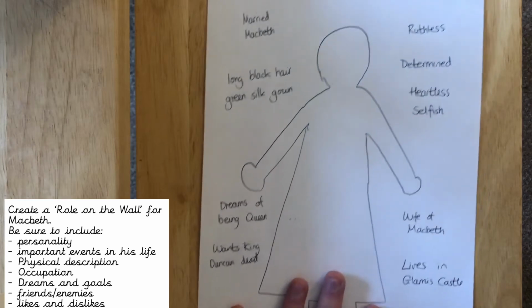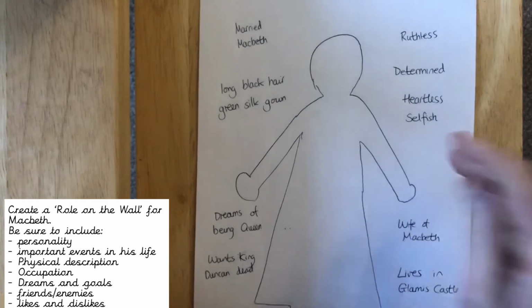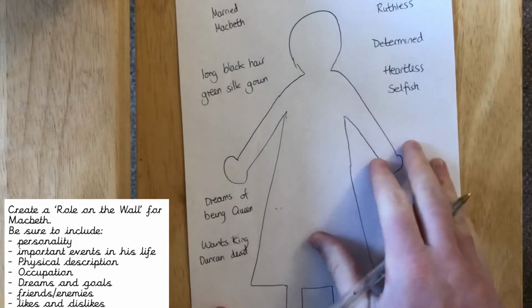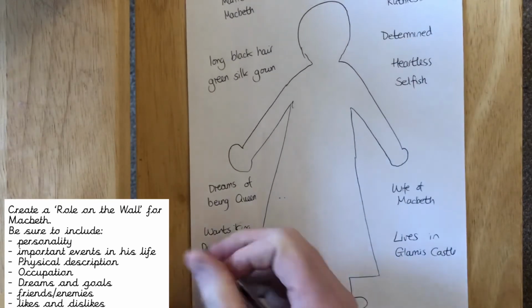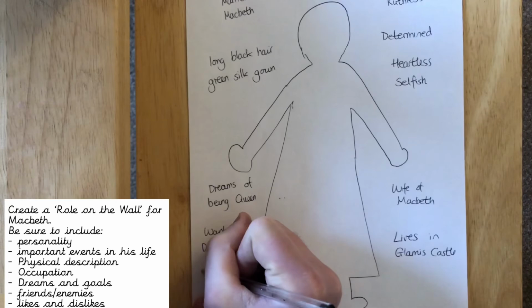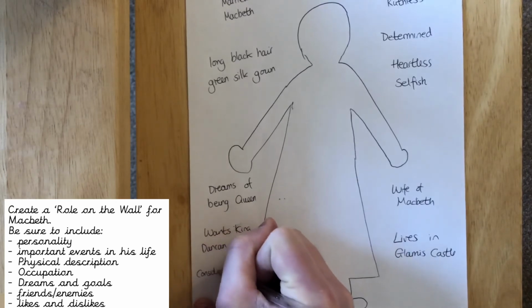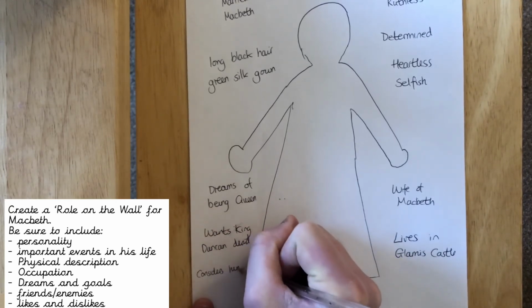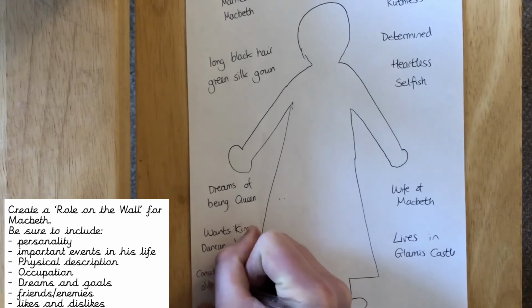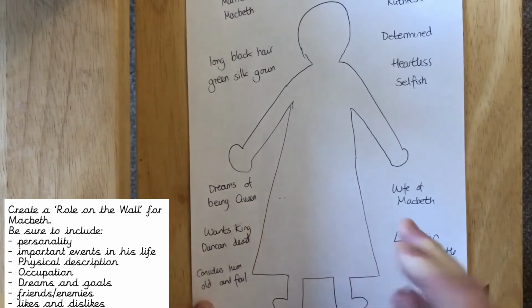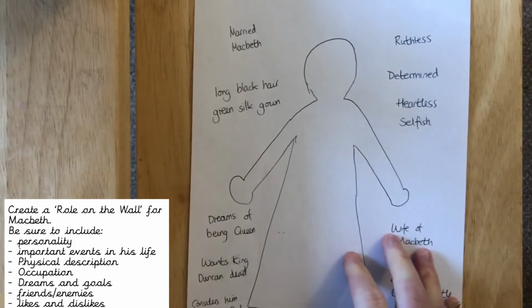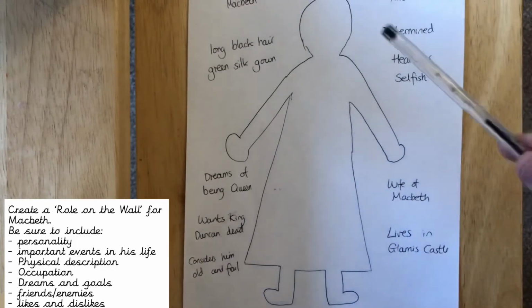Who are friends and enemies? Well, at this point, we're not really sure. I wouldn't suspect that she has many friends, but she certainly wants King Duncan dead. Considers him an enemy. Considers him old and frail. And then I could go on to describe some more about her. Now, that's just me. I've only been writing for like 3 minutes.